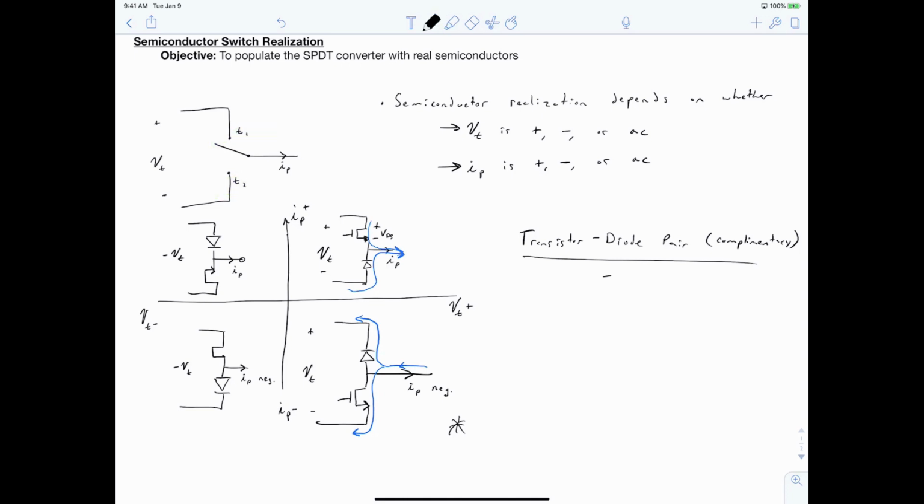As I said before, this relies on unidirectional current flow. And it also requires the current to be stiff. We've talked in previous lectures about the use of inductors and capacitors to stiffen our voltage and our current. This principle, this ability to use a transistor-diode pair, requires a stiff current source on your pole.